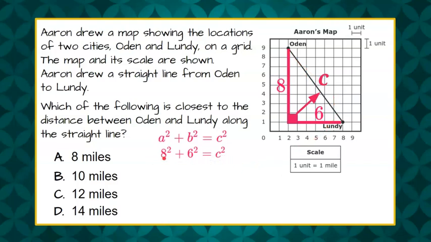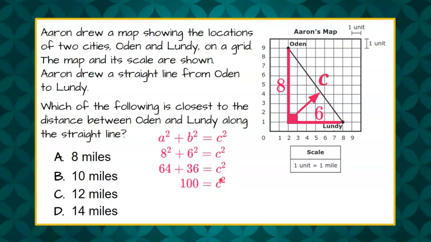So the first thing we're going to do is 8 squared is 64. 6 squared is 36. Now we're going to add them together. 64 plus 36 is 100. To find C squared, we know C squared equals 100. We want to find C.